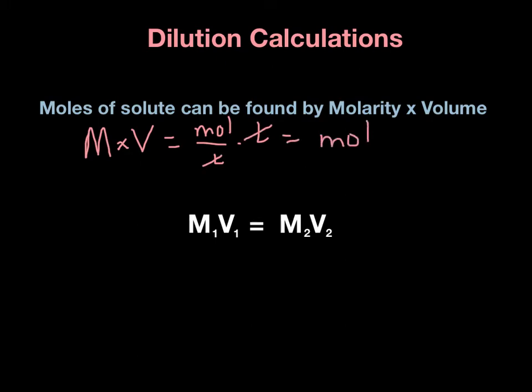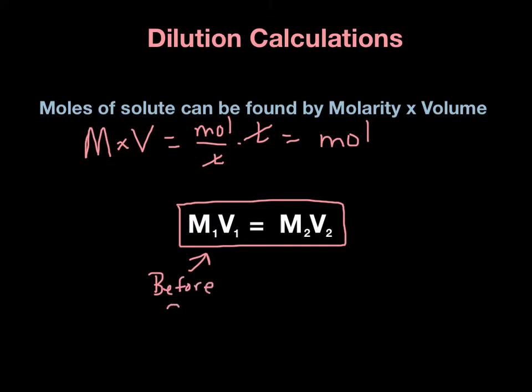So we have a formula that we can use for dilution. It's right here, M1V1 equals M2V2. The ones in each one of these mean this is before diluting, and the twos are after diluting.